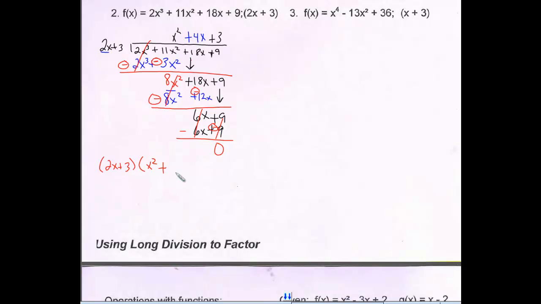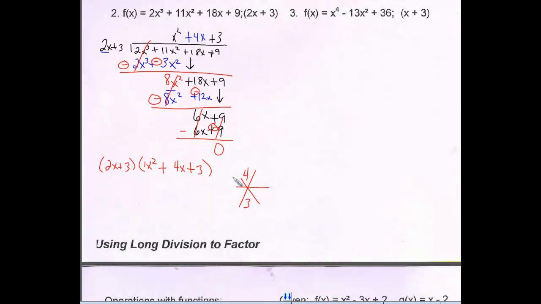I need to determine now if I can also factor or continue to factor x squared plus 4x plus 3. So let's use our snowflake method to determine if we can go any further. The target product is 1 times 3, which is 3. The target sum is 4.